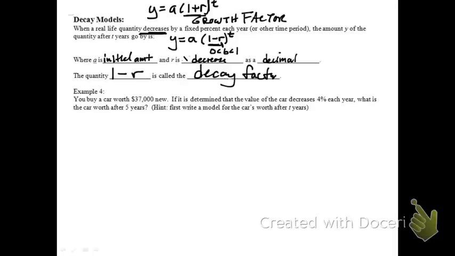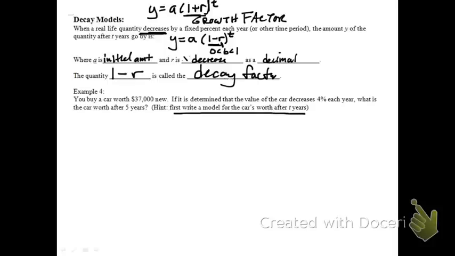This example that I'm going to do for you actually has to do with a car that I bought when I first started teaching that was worth $37,000 new. It was determined that the car's value decreased by 4% a year, and we want to find out what the car is worth after 5 years. My hint to you is let's first write a model for the car's worth after t years.